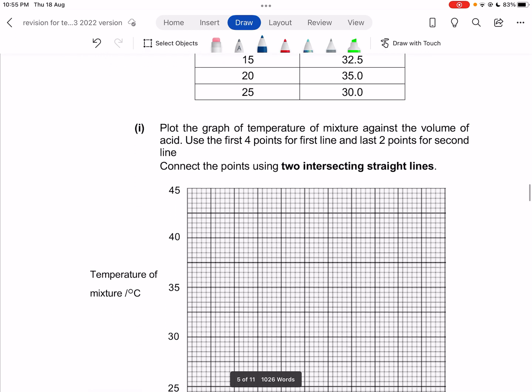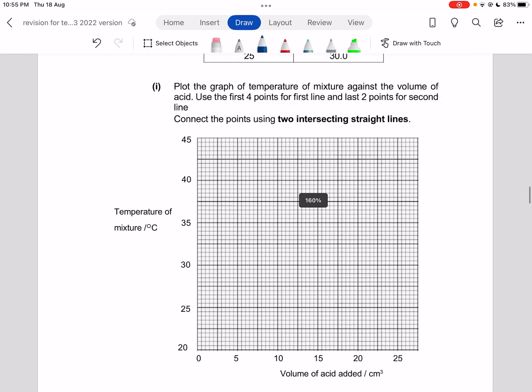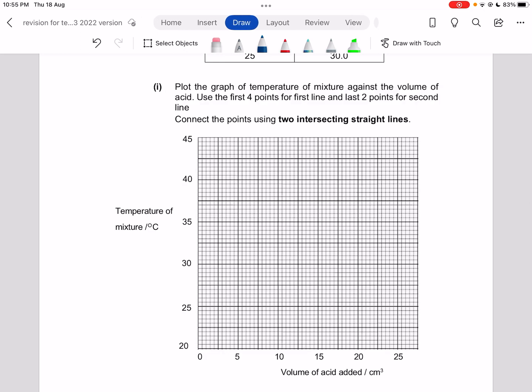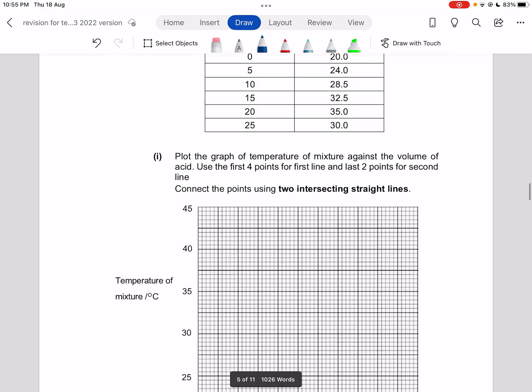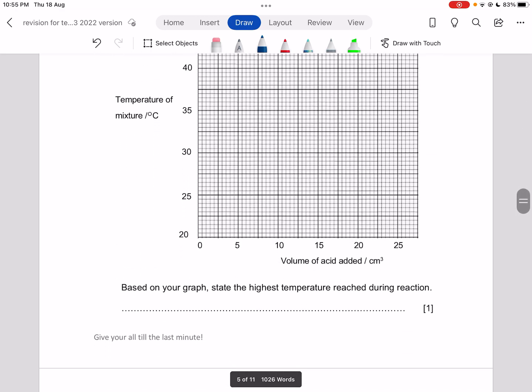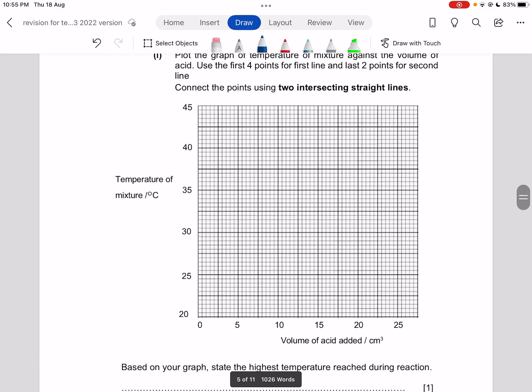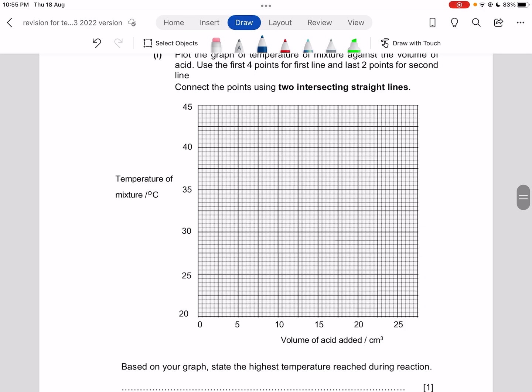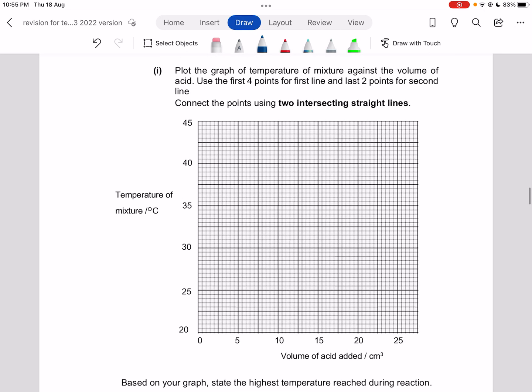Okay, so what does the question want us to do? Let's see. Okay, so plot the graph of temperature of mixture against the volume of acid. Use the first 4 points for the first line and the last 2 points for the second line. Connect the two intersecting. Okay, so let's take a look. First 4 points. So this kind, you must read your question very carefully. Read and know what the question wants from you.